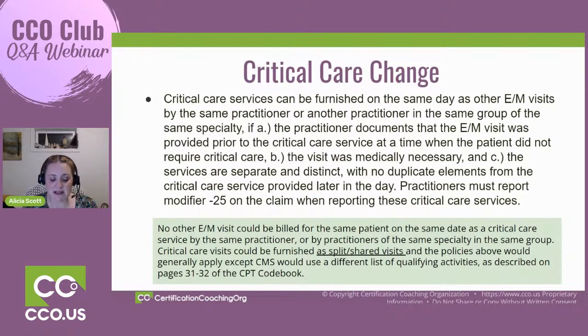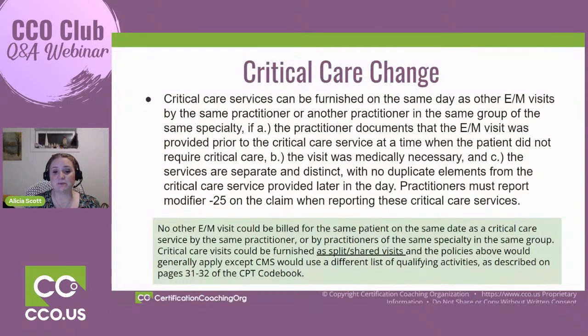So if that is the case, then you can do the visits as split shared visits, and be very careful about CMS, what qualifies as critical care. And you can look at pages, as of 2022, in your CPT manual. Pages 31 through 32 will give you more insight into what constitutes critical care.